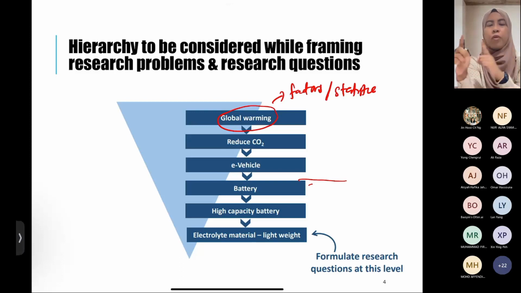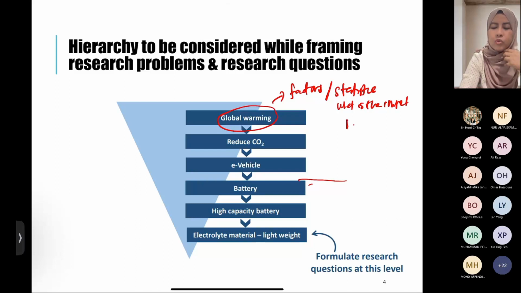Although that 1 to 1.5 may seem small, we could highlight what the impact is. What is the impact of 1 to 1.5 degrees Celsius? If it increases, what is the impact? So you will have major floods, glaciers will melt, and so on.